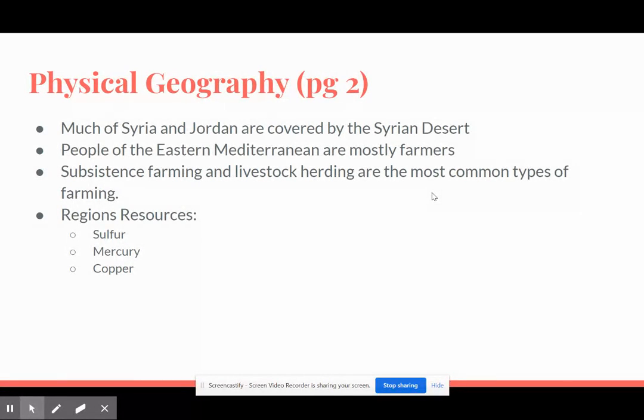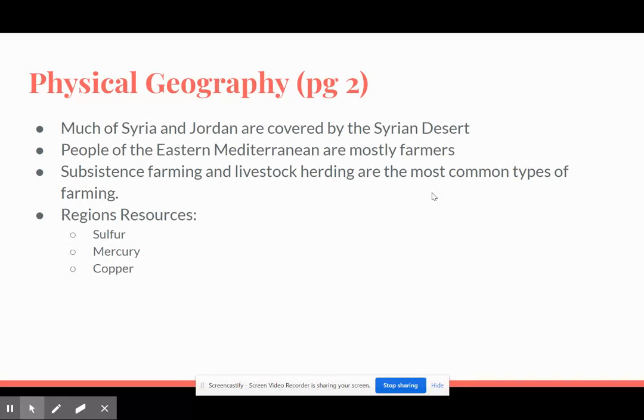Physical geography, page 2. Much of Syria and Jordan are covered by the Syrian deserts. Remember, we talked about how dry it is there. People of the Eastern Mediterranean are mostly farmers, which is really interesting because it's so dry there. Subsistence farming and livestock herding are the most common types of farming. The region's resources include sulfur, mercury, and copper.